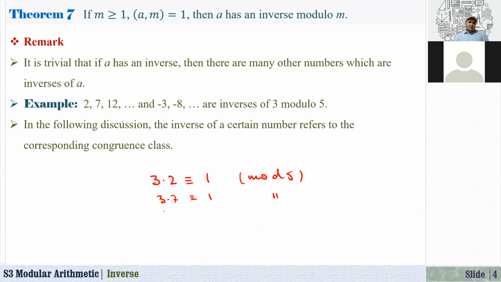In the following discussion, the inverse of a certain number refers to the corresponding congruence class. So when we talk about the inverse, we talk about the class. We can usually find only one of them as a representative element, and that will be enough to solve our problems. If they ask us to find more, we can write a few elements following that pattern. It gives us the understanding that the class contains numbers like 2, 7, 12, -3, -8, and so on. To get other elements, we keep adding 5 or adding -5.